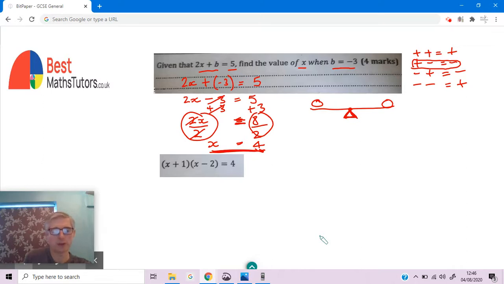Now this next question, x plus 1 times x minus 2 equals 4, is actually a quadratic. It's a quadratic equation we've got here. And the main principle when we're solving these is we need to always make them equal to 0. So we can see at the moment it's equal to 4. But what we've got to try and do is make it equal to 0.